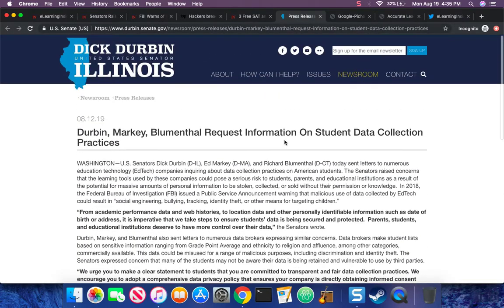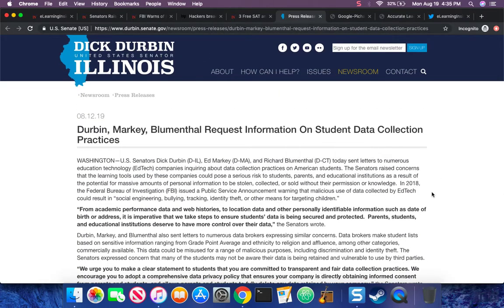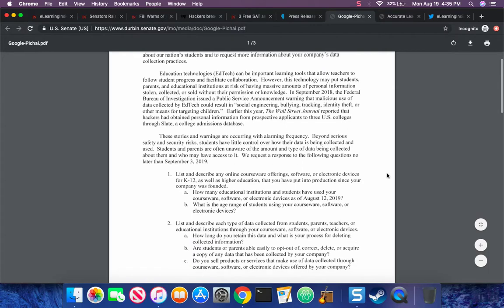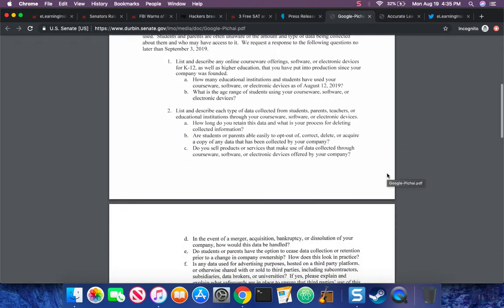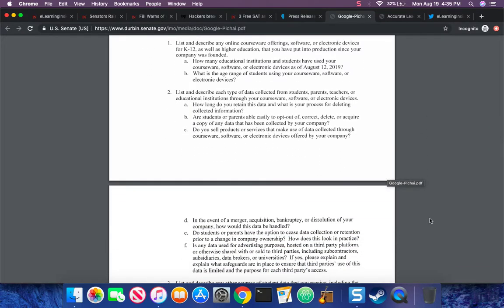The senators then pose a list of questions to the edtech companies involving topics like how data is collected, how it is used, and what would happen to it in the event of bankruptcy, a merger, or other situations that might befall a private company.